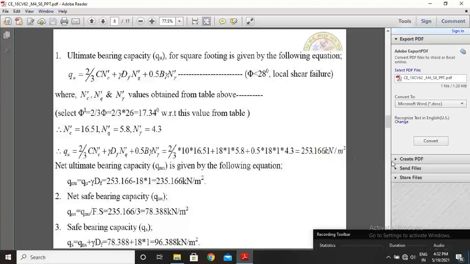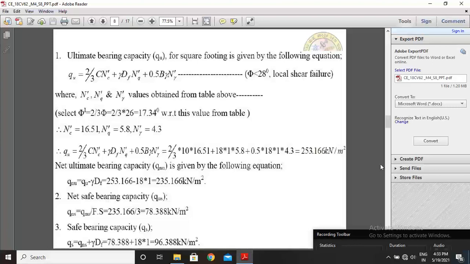Now you follow the steps. Ultimate bearing capacity for square footing is given by the following equation. If phi is less than 20 degree, we consider it as a local shear failure. So that is QU equal to 2/3 C NC dash plus gamma DF NQ dash plus 0.5 times B gamma N gamma dash, where NC dash, NQ dash and N gamma dash values are obtained from the table above.